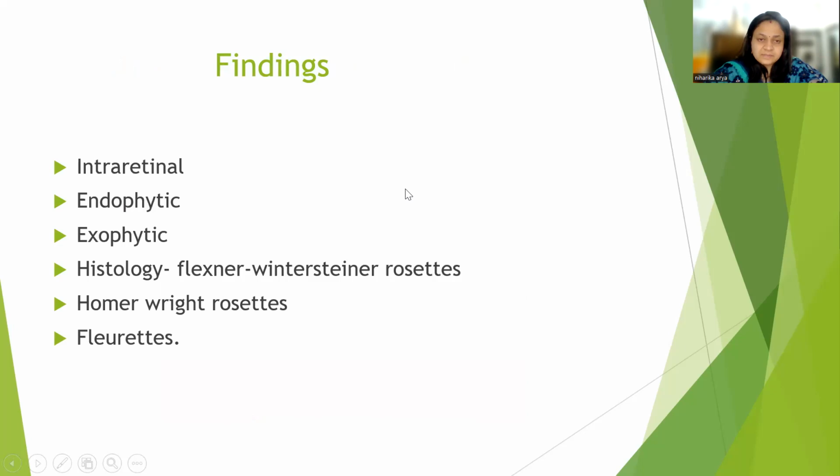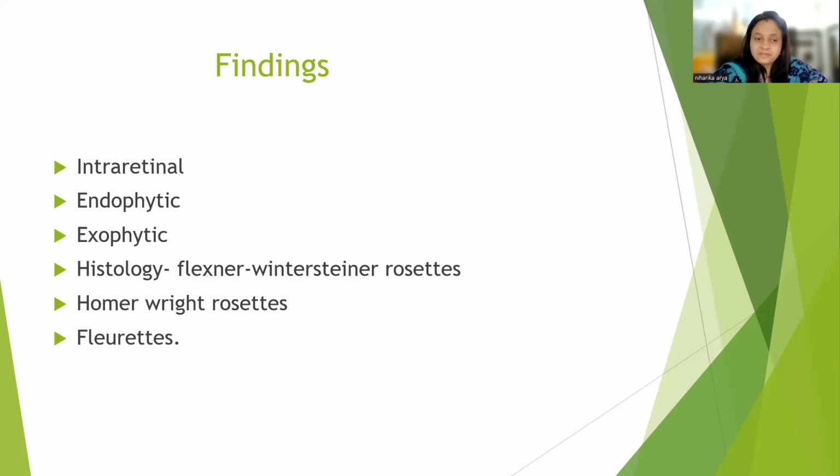So what are the most common characteristic features? What are the findings you can see in retinoblastomas? First is intraretinal. Intraretinal means the retinoblastoma is confined only inside the retina, in the intraretinal space or the subretinal space. Then endophytic. Endophytic means the growth of the retinoblastoma is toward the inside of the eyeball. It starts from any retinal layer of the eyeball, and the growth occurs inward, toward the lens. This is known as endophytic.